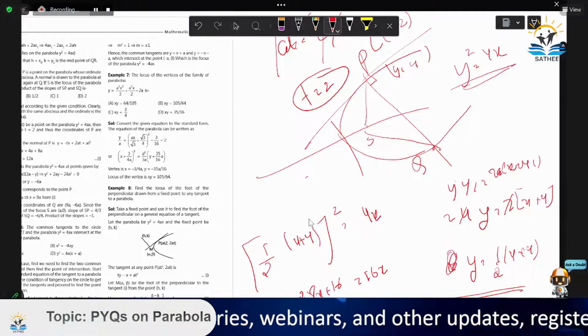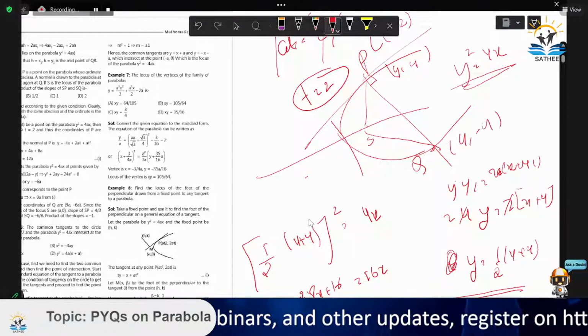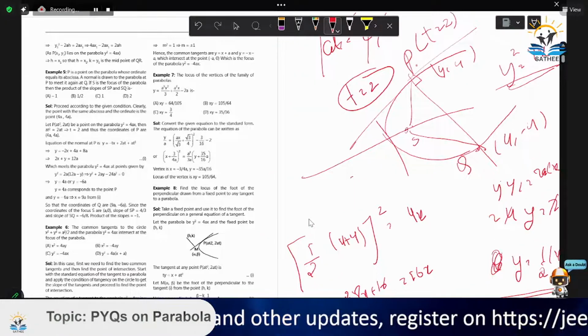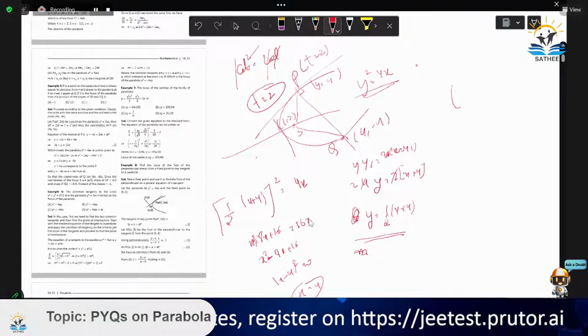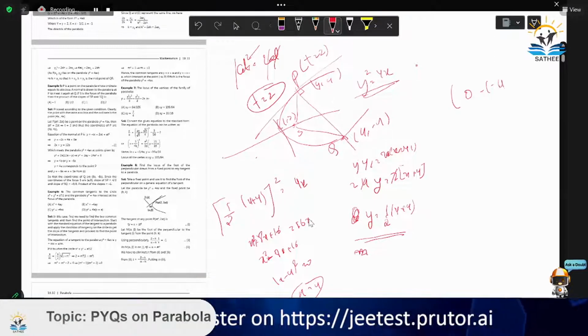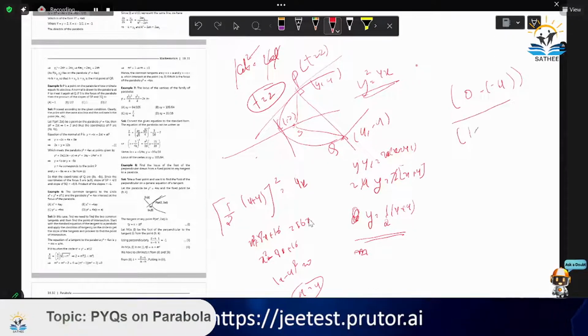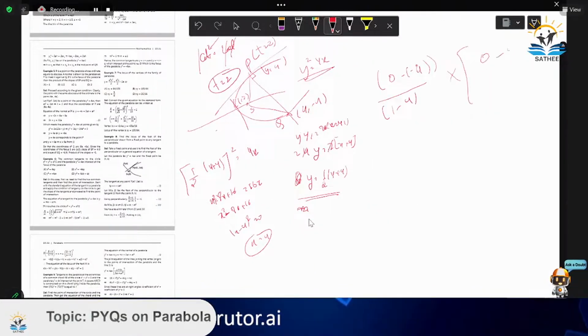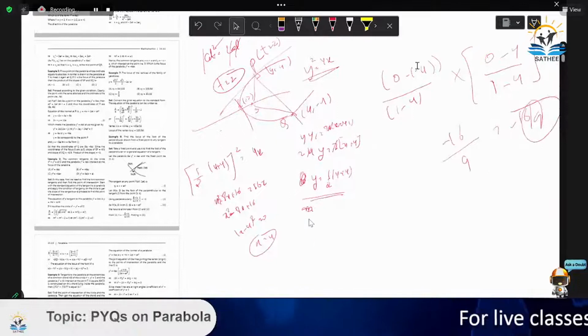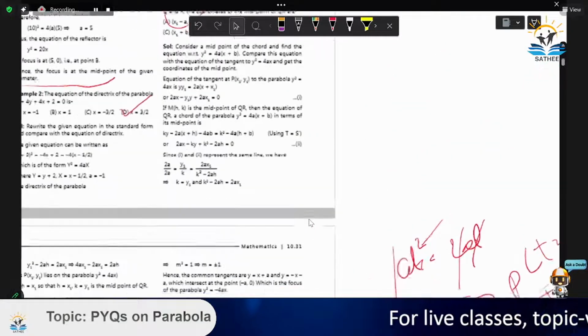Okay, that might be the case for this. So it is 4 and minus 4. So I have to get the slopes, and my this would be 1 comma 0. So the slopes would look like 0 minus of minus 4 upon 1 minus 4 into 0 minus 4 and 1 minus 4. So this gives me 4 into minus 4 is minus 16, and minus 3 into minus 3 is 9. So this gives me minus 16 by 9. The product of slopes basically, not my slope.